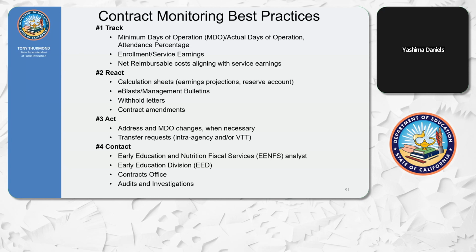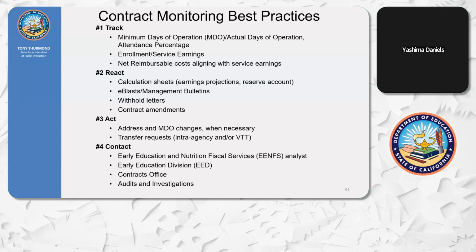Next, we have React. So agencies should be reacting to the calculation sheets that are viewable in CPARIS. This could mean making adjustments to better align your cost and service earnings throughout the fiscal year. This could also be contacting your fiscal analyst if you need technical assistance in understanding the calculations, reacting to the e-blast, the listservs that go out, as well as management bulletins. These contain important information that could have an impact on potential earnings for an agency. If you are not receiving these email notifications, you can sign up on our website.